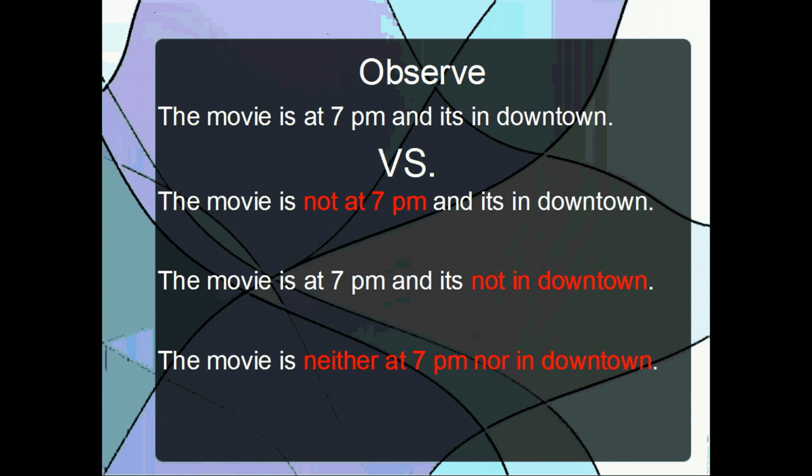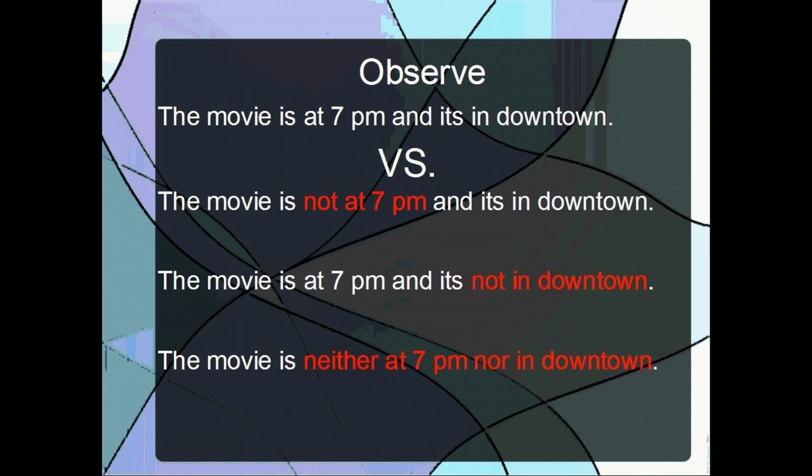Okay, so here's another example. Let's pretend you and I are going to go watch a movie. I tell you that the movie is at 7 p.m. and it's in downtown. You want to make sure, so you check online, but you figure out that there's actually no showing at 7 p.m. So then you tell me, well, the movie's not at 7 p.m. and it's in downtown. Or you could say, but it's in downtown. Now when you say not at 7 p.m., that's a negation of me saying that it is at 7 p.m.